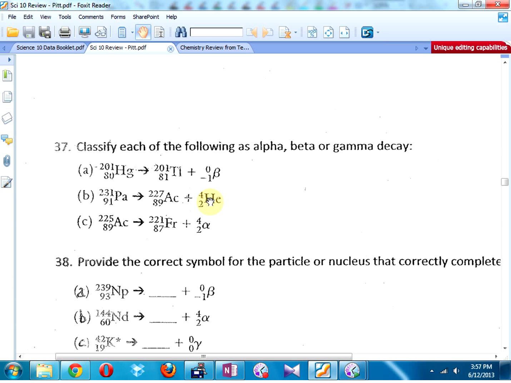Also, notice in the equation, things balance. How much mass did you start out with? 201. How much mass did you finish with? 201. How many charges of protons did you start out with? 80. How many did you end up with? 81. No, oh, minus 1. What do you have? Still 80. It balances.